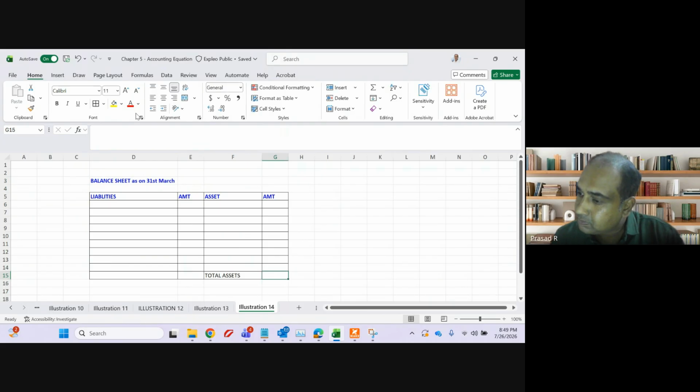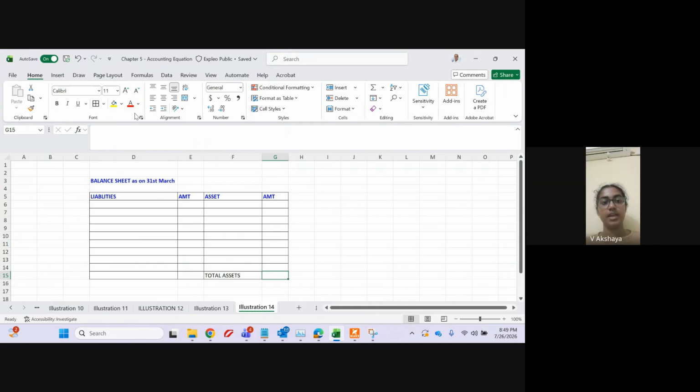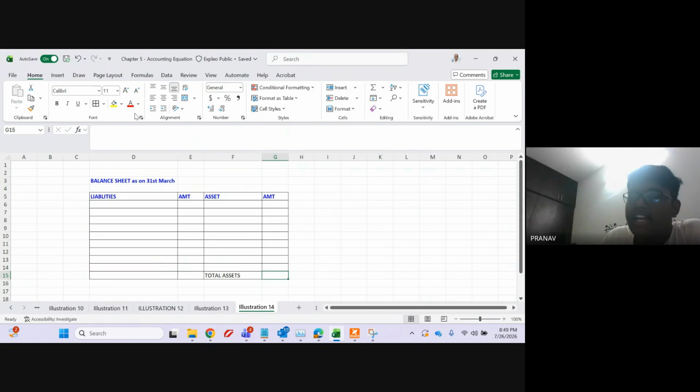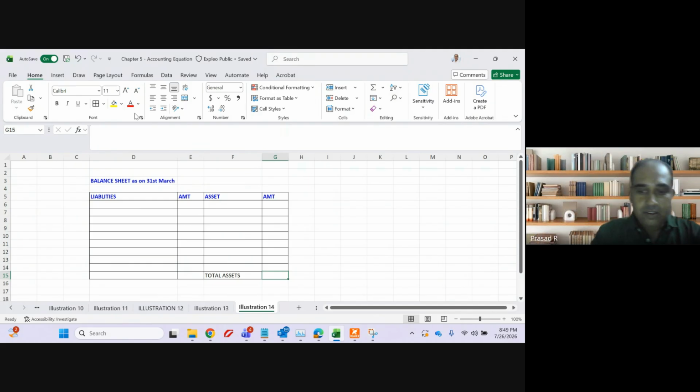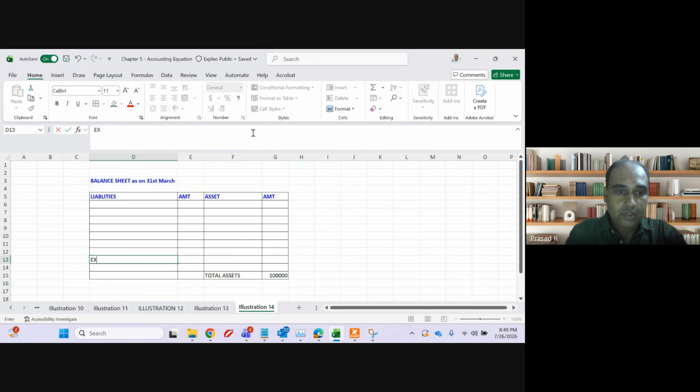is how much? Sir, they are giving total assets and external liabilities were 1 lakh and 3,000 respectively. Total assets is 1 lakh. External liability means it is not capital. It can be creditors, it can be bank loan.